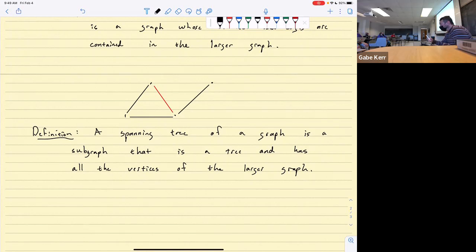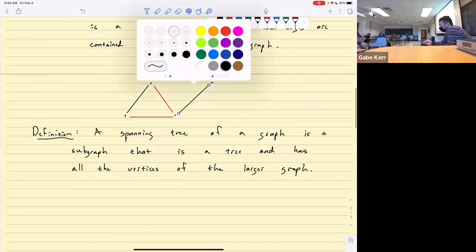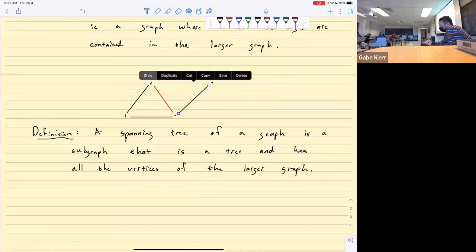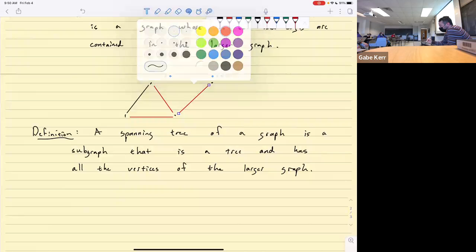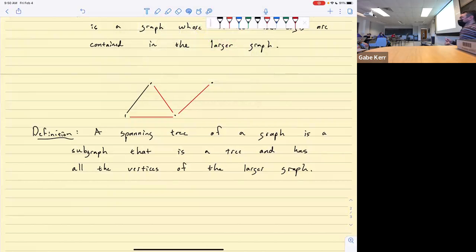It doesn't have all the vertices of the larger graph, exactly. So it's not a spanning tree. However, I can find a spanning tree pretty easily, right? I can just connect to the other vertices. Now I've got a spanning tree. There we go. That's a spanning tree.